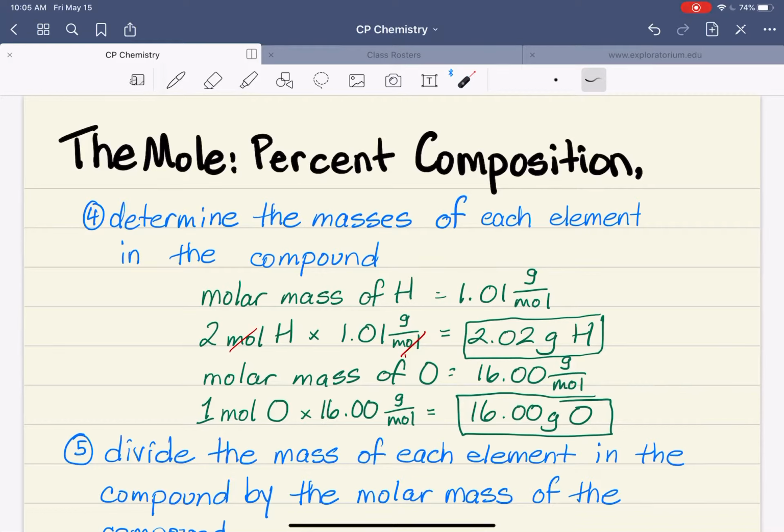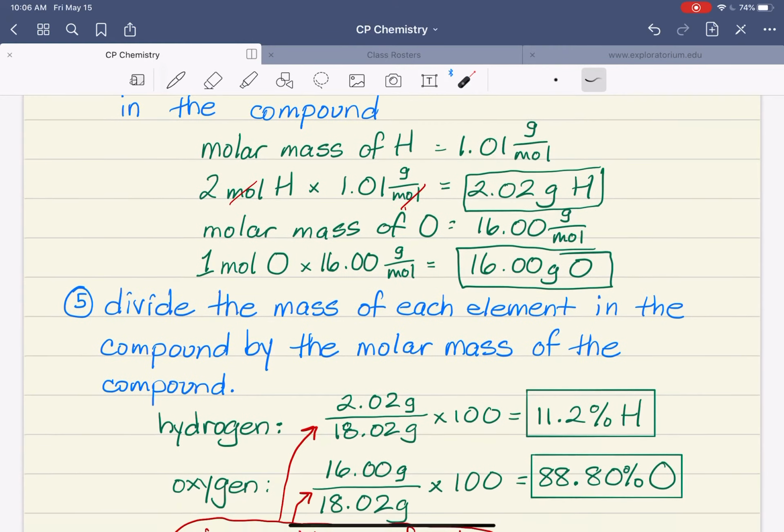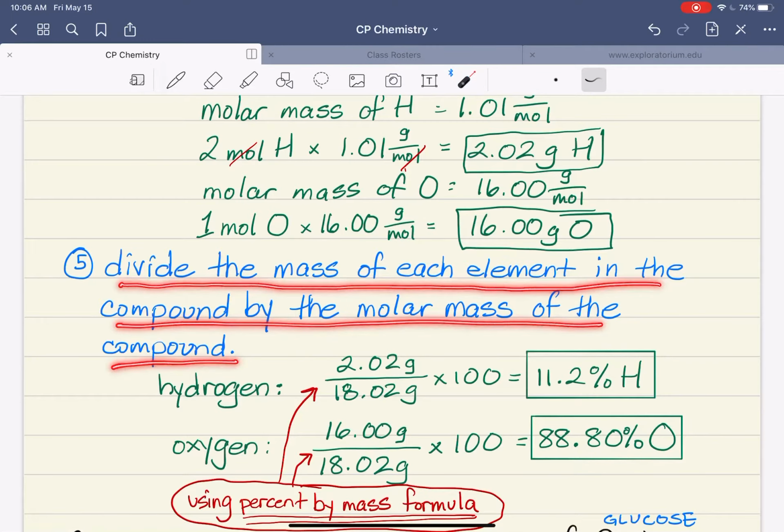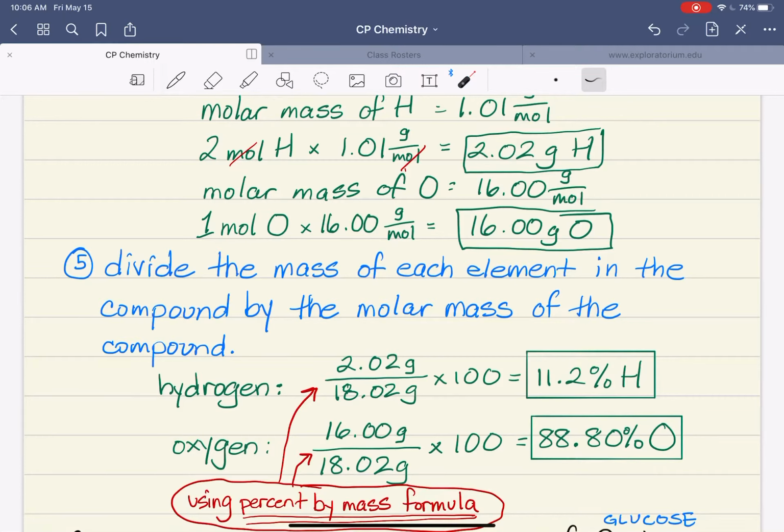All right, with a molar mass of 16 grams per mole of oxygen, 1 mole of oxygen times the molar mass of 16 grams per mole gives us 16 grams of oxygen. So 16 grams of oxygen in 1 mole of water. All right, the next thing we want to do is divide the mass of each element in the compound by the molar mass of the whole compound, right? Remember that the molar mass is the mass of 1 mole, and we are assuming 1 mole of our compound.